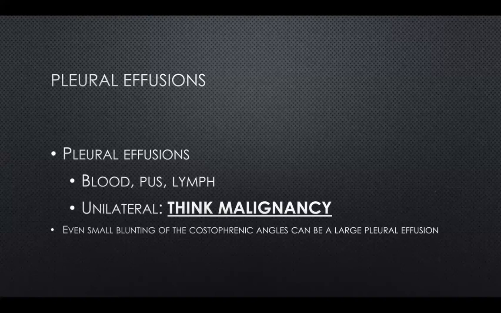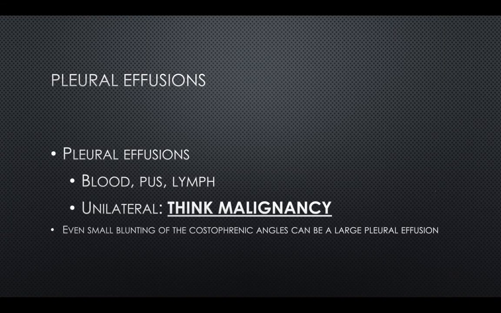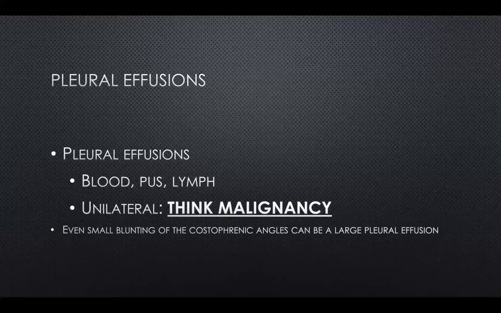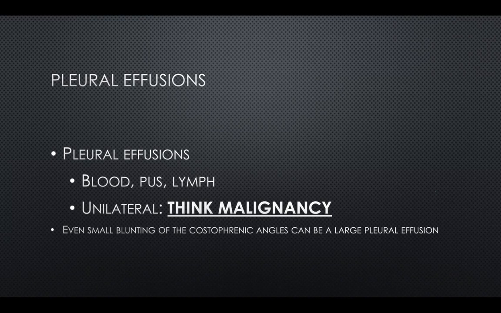And even if you've got a small amount of blunting of the costophrenic angles, because this is a 2D representation of a 3D structure, and you've got lung that goes all the way back down into your recesses, a chest X-ray can't really tell you how big it is. You'd be surprised how many very slight bluntings, which make you think it's a very small pleural effusion, can be quite a large pleural effusion.